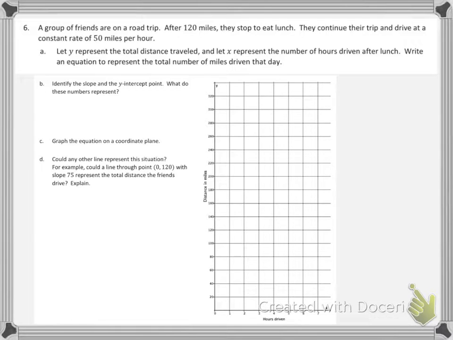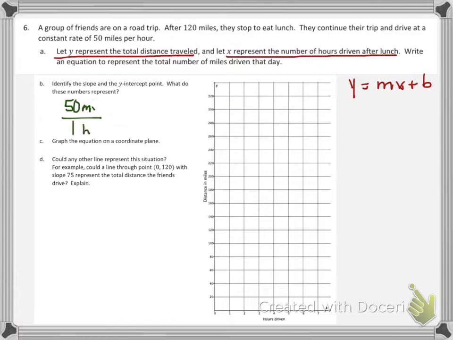All right, so we're going to make an equation in slope-intercept form. I'll put it over here. Y equals MX plus B, where Y is the total amount of miles, and X is the number of hours driven. So we have Y represents the total distance traveled, and X represents the number of hours driven after lunch. Okay, so let's identify the slope this time. I know that I'm going 50 miles in 1 hour, and that's going to be my slope, 50 miles per hour.